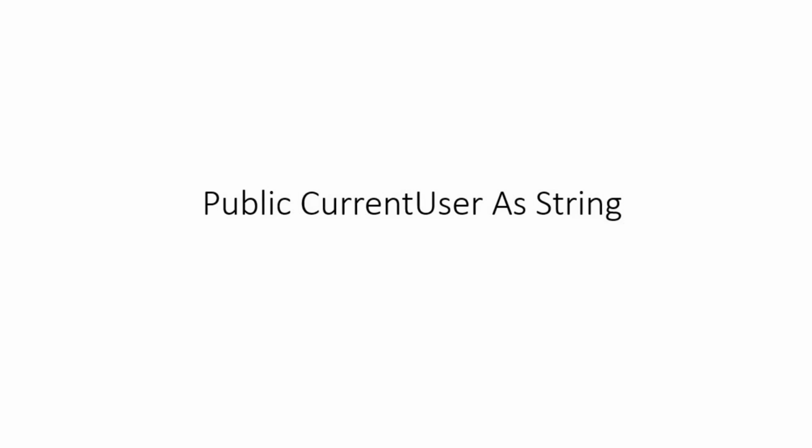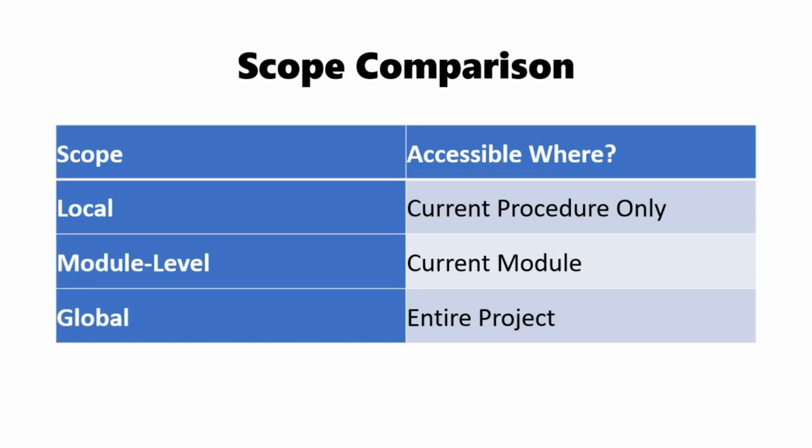And for a global variable, we would write Public CurrentUser As String. This variable would be used throughout the application after login. Notice that each variable has a different purpose, and each variable uses a different scope. This structure keeps large applications organized and manageable. Let's take a look at this scope comparison table. Local is used for current procedures only. Module level is for current module, while global is for the entire project.